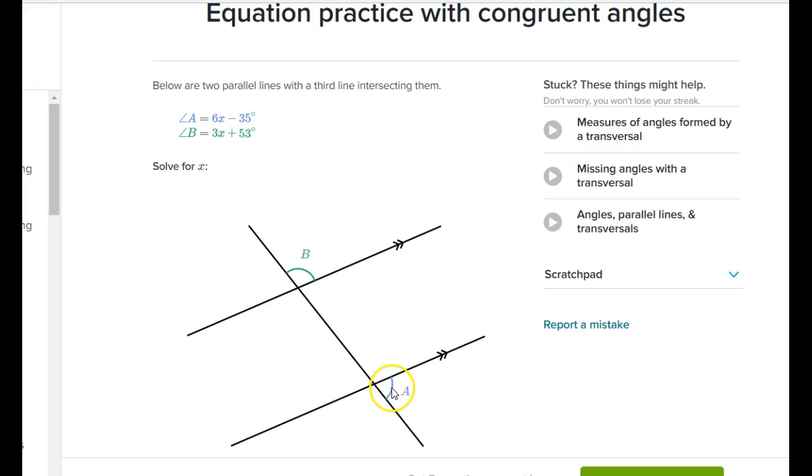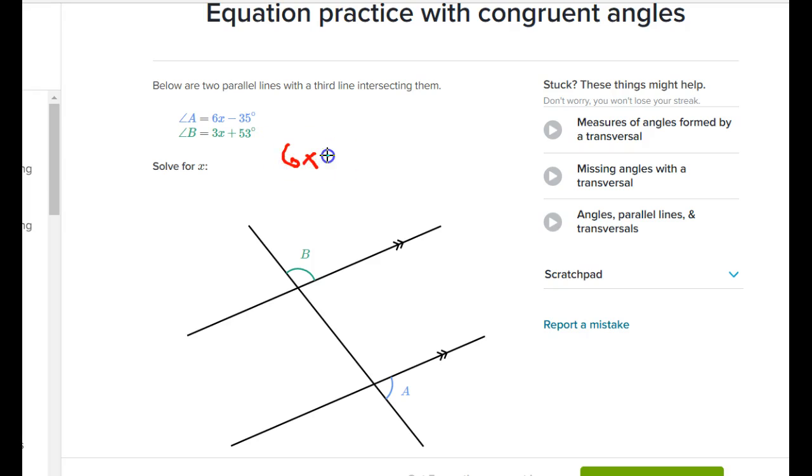What we do know is that this angle and this angle are vertical, right? This angle and this angle are vertical. We know that the two inside angles on the same side are supplementary, so they add up to 180. That means these exterior angles on the same side are also going to add up to 180. So since we know that A plus B equals 180, we can write an equation. And that's what you'll be doing here, writing an equation.